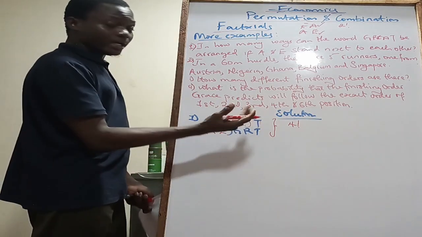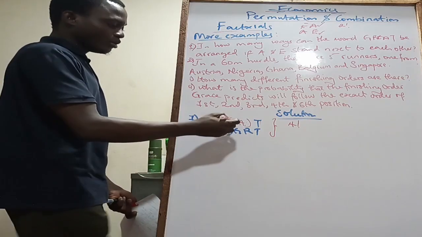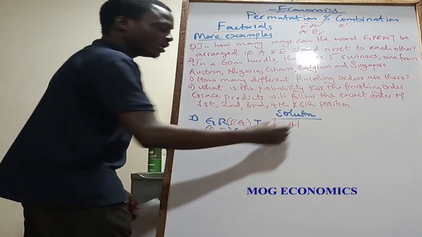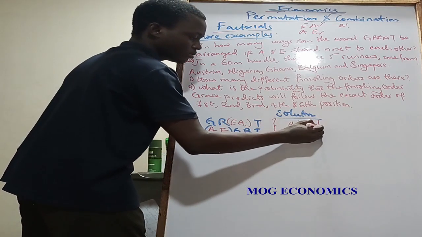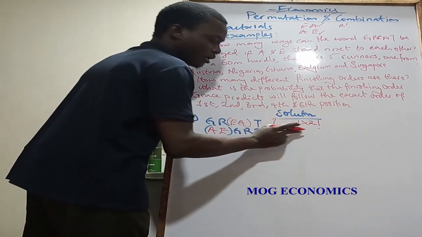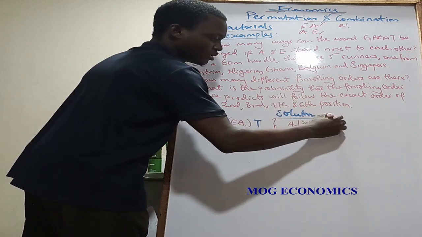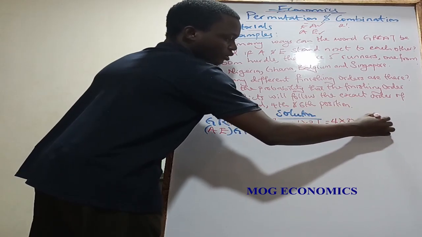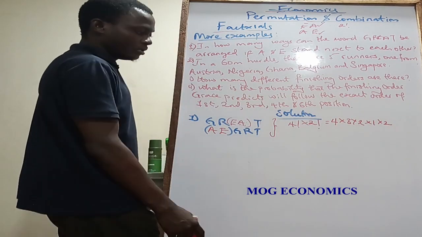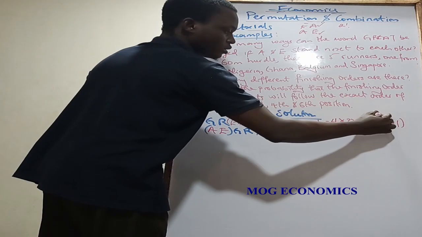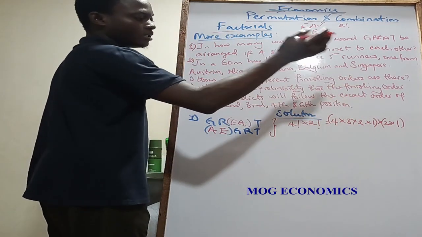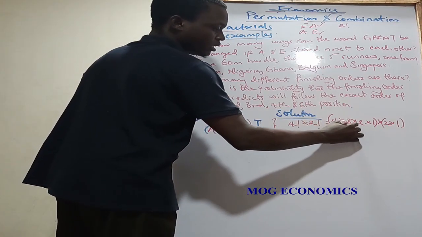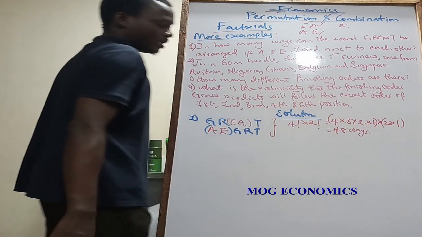But here, because EA can be arranged on its own in two different ways, that's 2 factorial, so multiplied by 2 factorial. So what do we have? 4 factorial is 4 times 3 times 2 times 1, times 2 times 1. So 4 times 3 is 12, 24, 48. The whole thing is going to give you 48 ways. That's how to approach a problem like this.